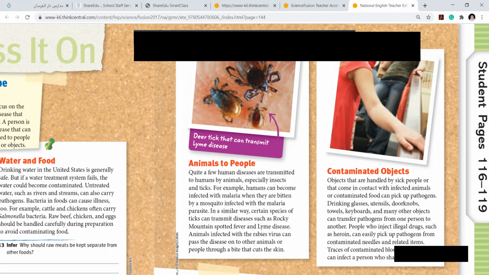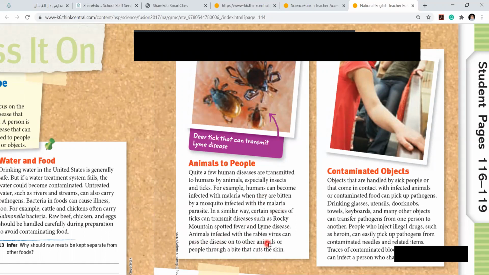Animals to people. Quite a few human diseases are transmitted to humans by animals. What is one of them? I told you, malaria, a parasite. With malaria, people are bitten by a mosquito infected with the malaria parasite. In a similar way, certain species of ticks transmit diseases such as Rocky Mountain spotted fever. This is very unusual, you all don't know about it. Rocky Mountain spotted fever and Lyme disease are transmitted by parasites like mosquitoes or ticks.